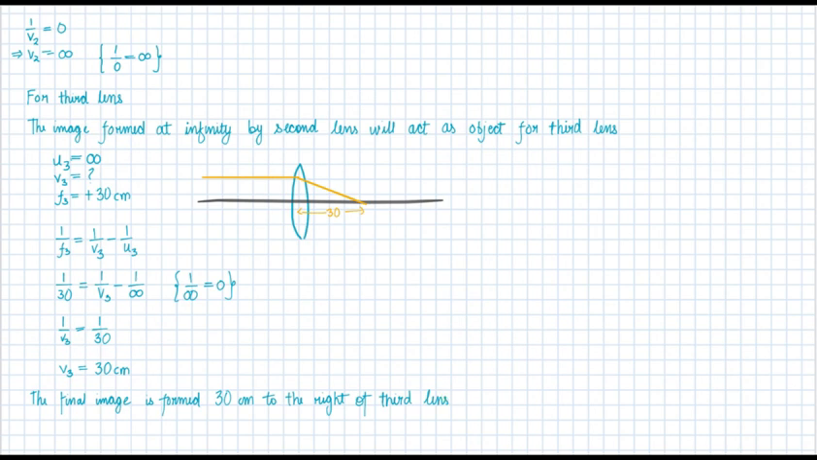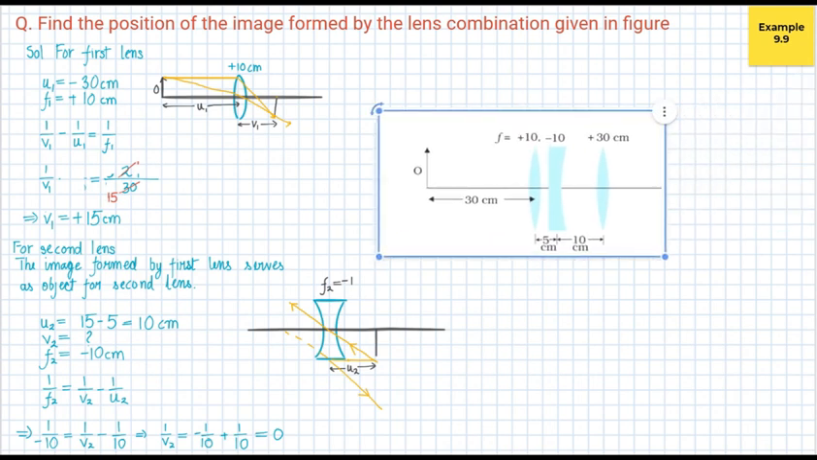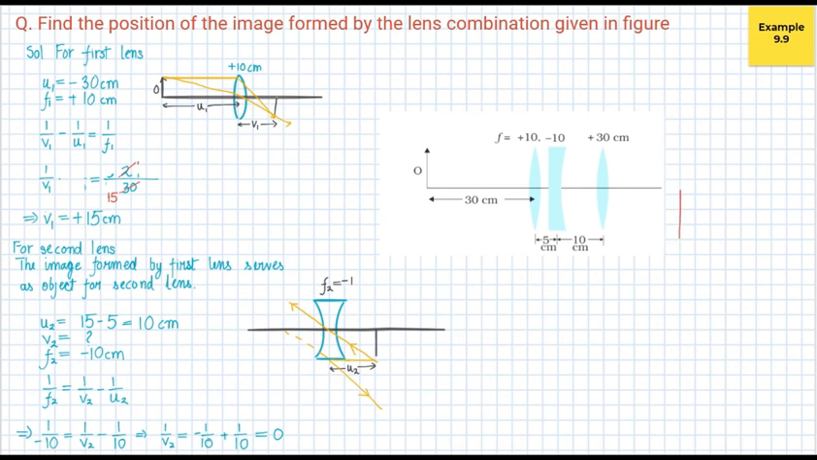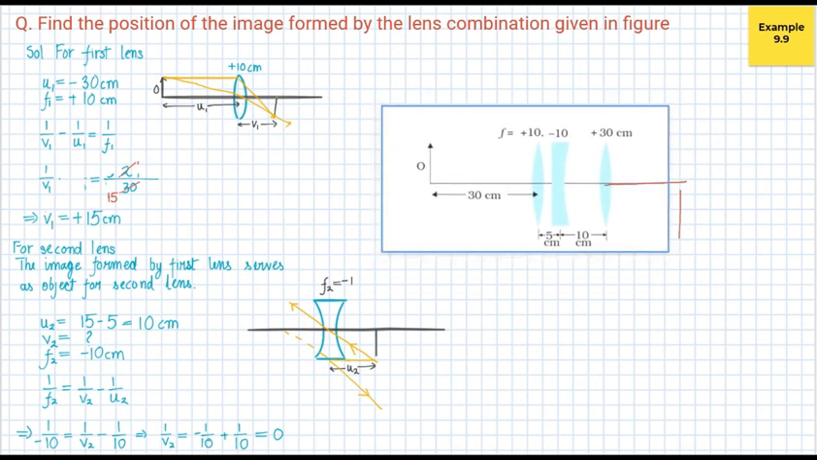That means if you have these three lenses, the image will be formed at a distance of 30 centimeter from this third lens, fine? So this object O forms a final image at a distance of 30 centimeter.